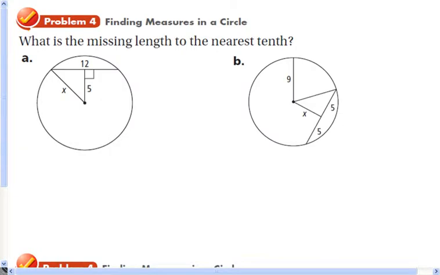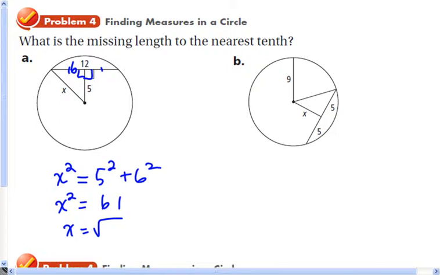All right, finding measures in a circle. What is the missing length to the nearest tenth? So this first one, since this is a perpendicular line right here, we know from these theorems that these two lines are going to be congruent. So we know this length is 6, and since this is also a right angle, that's a right triangle, and we can use the Pythagorean theorem. So x squared is equal to 5 squared plus 6 squared, and 5 squared plus 6 squared is 61. So x is equal to the square root of 61, which is about 7.8 to the nearest tenth.